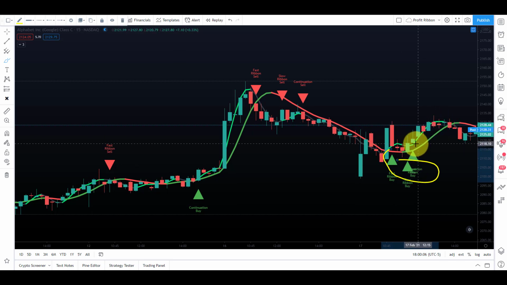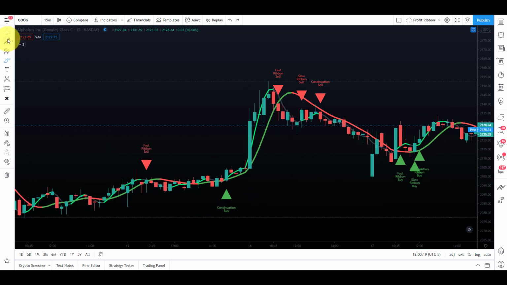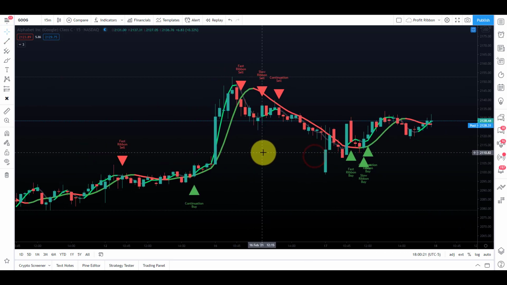Okay, so you went from $2,118 all the way up to $2,133 on a 15-minute chart. So that's a decent little move there for day trading. But again, this works on all different charts.